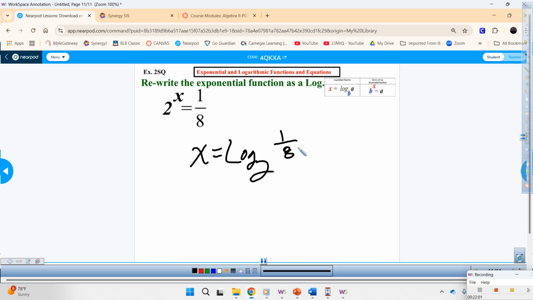All right, so from 1 to 5, how comfortable are you changing logs into exponential and exponential to logs? 5, 5, 5, 5. Okay? So now we're ready for the good stuff. Y'all ready? Oh, yeah. Here we go.